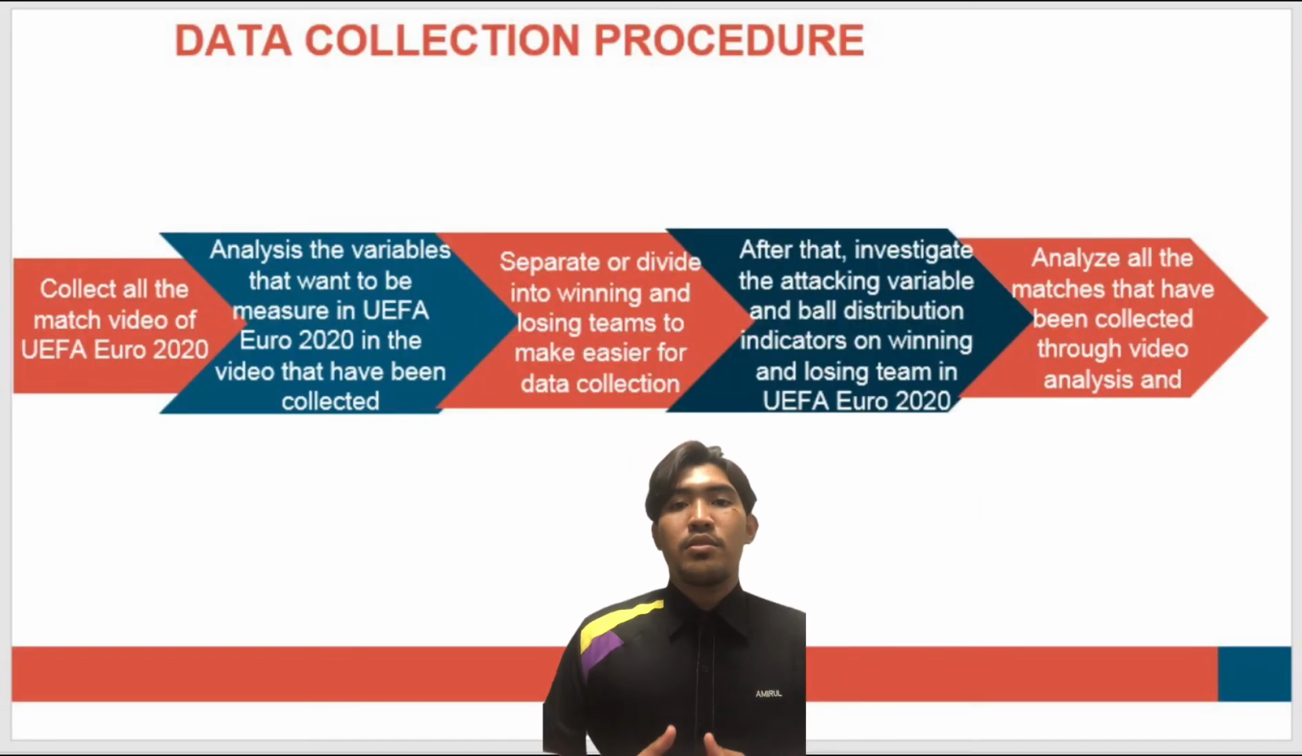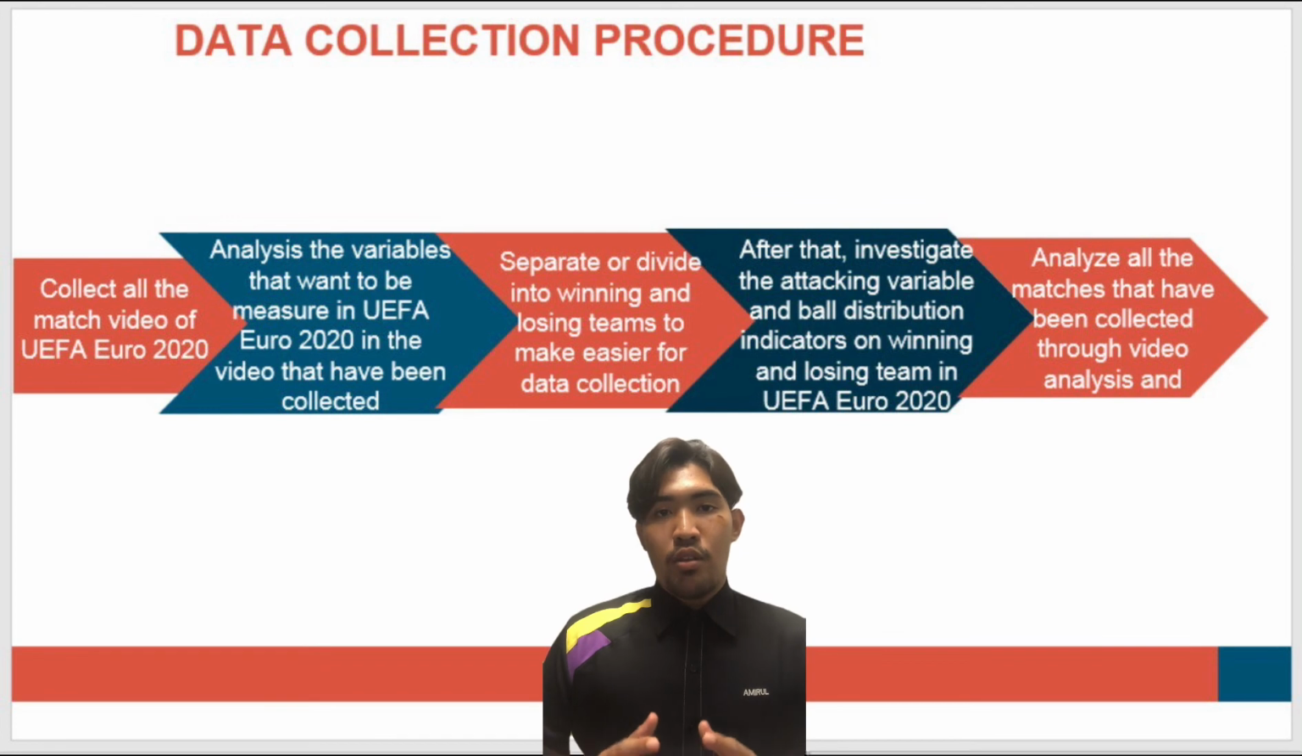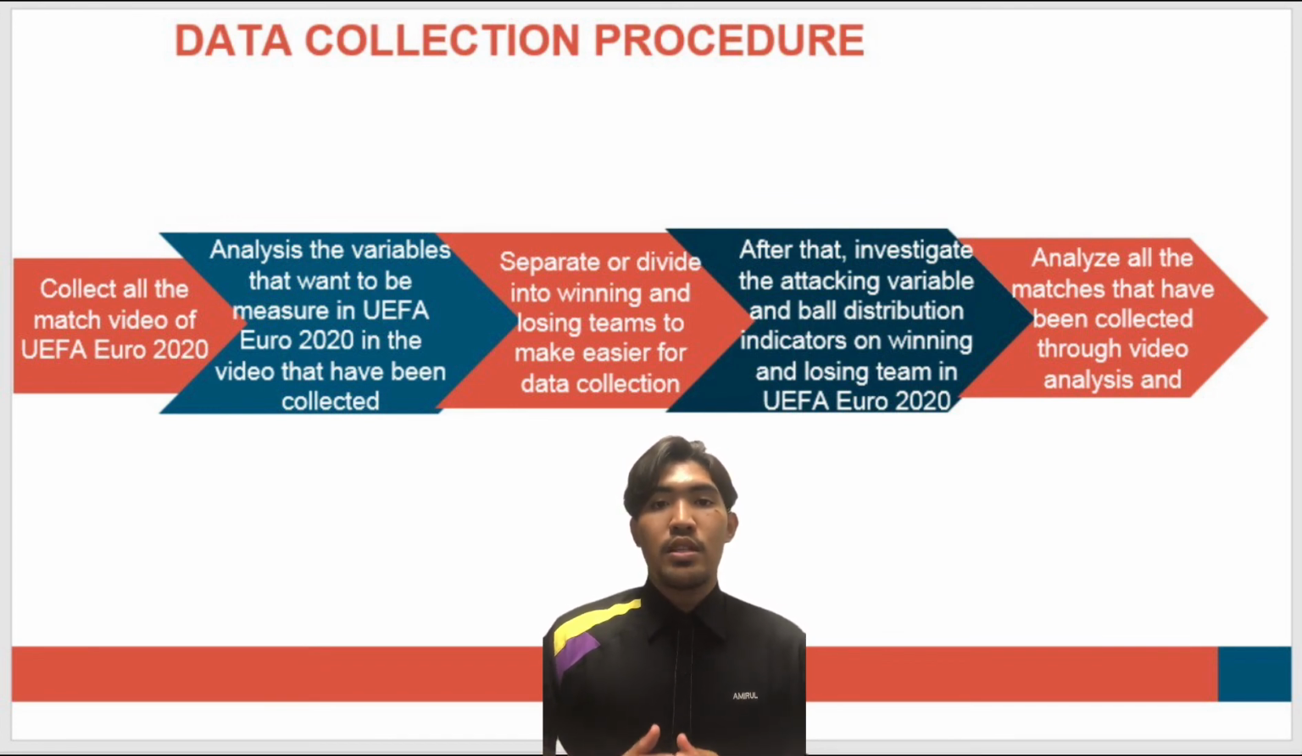In the data collection procedure, 51 matches of Euro 2020, with 51 videos from the group stage, quarter-final, semi-final, and final, were collected from the footballorigin.com website. All the videos collected are full-length matches, from the first half until the final whistle of the second half. After collecting all the videos, analyze the attacking variable and ball distribution indicator in the videos. Next, divide the data into winning and losing teams to make the data collection easier for this study.